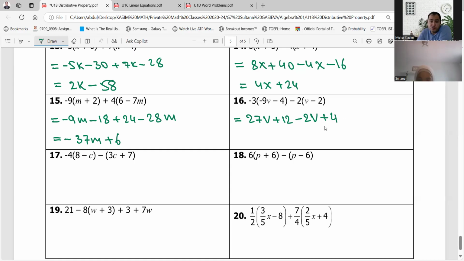That's why, always you should read together this time. Positive 4, negative, negative equals positive. Now, what is 27V minus 2V? 25V. And 12 plus 4? Uh, 17. I mean, 8. 16, right? Yeah, 16. 16, yes.